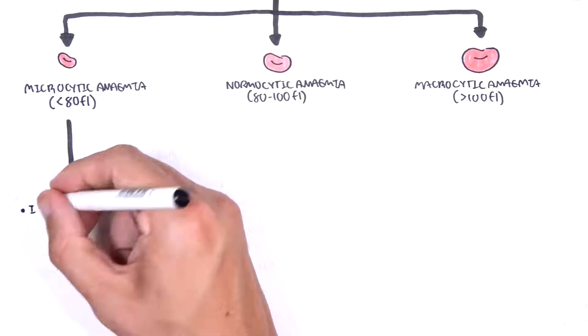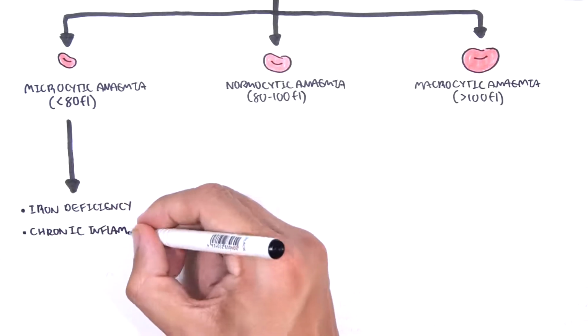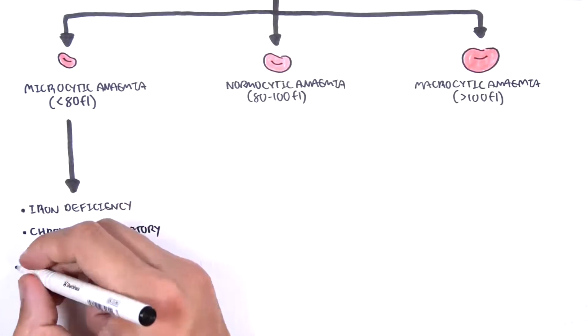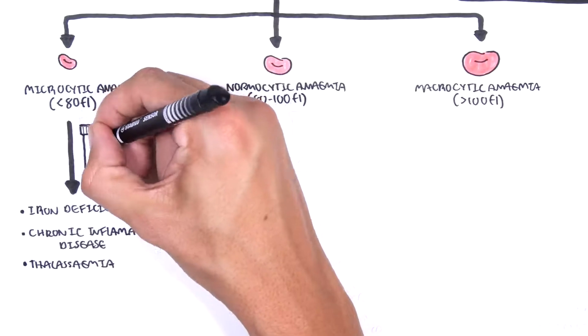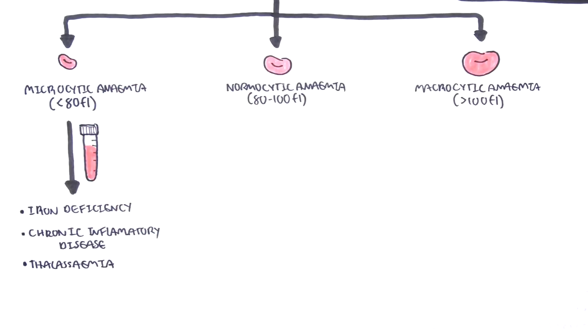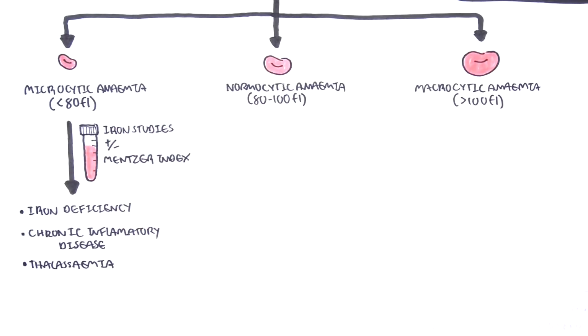Causes of microcytic anemia include iron deficiency, chronic inflammatory disease, and thalassemia. Investigations that should be performed in this context include iron studies and then calculating the Mentzer index, which is helpful in differentiating iron deficiency anemia from beta thalassemia.